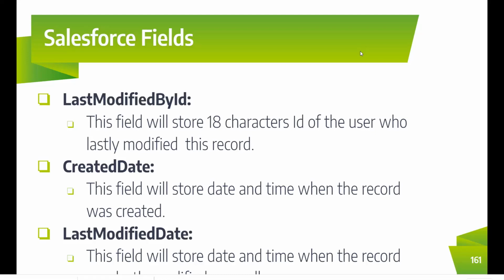Created Date. This field will store the date and time when the record was created. When the record is created, what time and what date the record is created, that will be stored here. Last Modified Date. This field will store the date and time when the record is modified. Whenever the record is modified, what date and what time the record is modified, that information will be stored in this field here. Right?